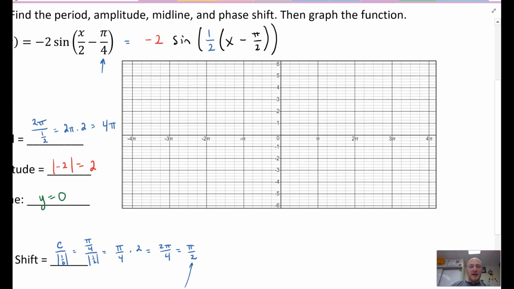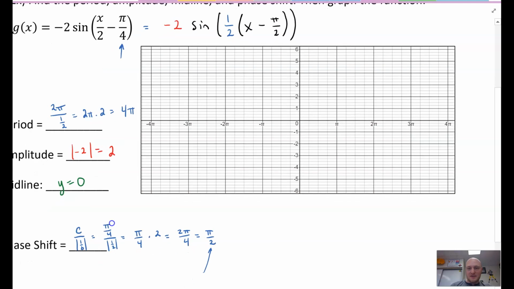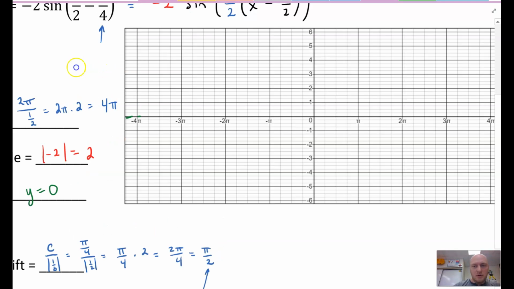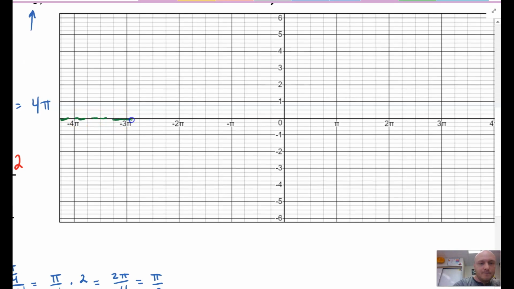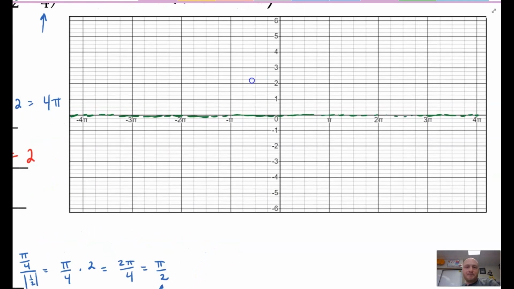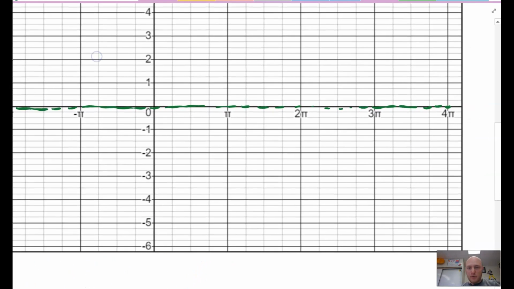Okay, let's go ahead and graph this, if you're still with me, if you're still watching. So I am going to graph my midline. We're at 0. Okay, there's the midline. And then I'm going to graph the beginning and end points. My beginning point, this is a sine function, so I'm going to start on the midline. And my period is 4 pi.